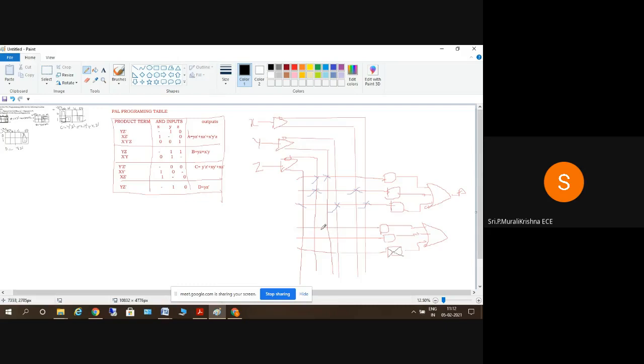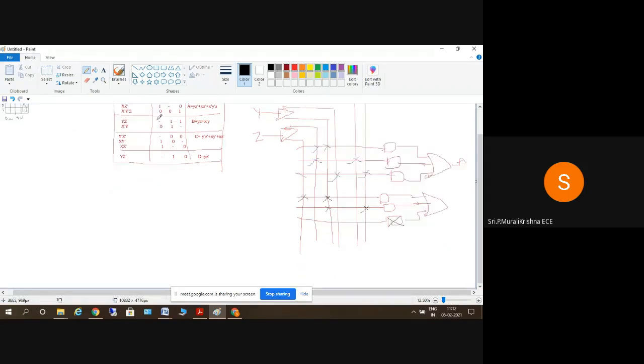So only we'll be using YZ here. So this is Y, and this is Z. Okay, and the next one is X bar Y. So where is X bar Y? This is X bar, and this is Y. So we'll not use this AND gate. So this is made as a cross mark here. Okay. The third one.